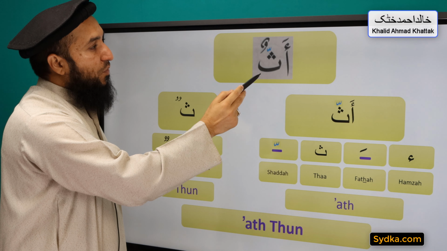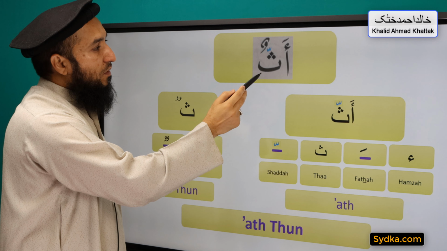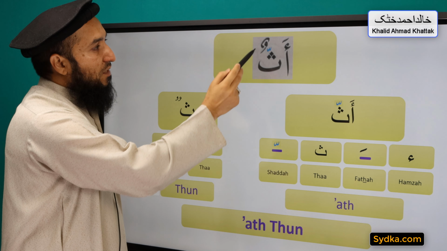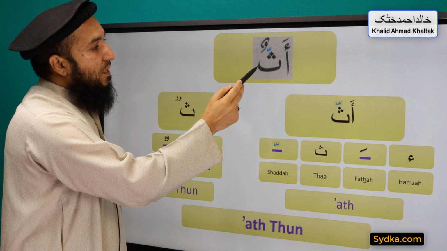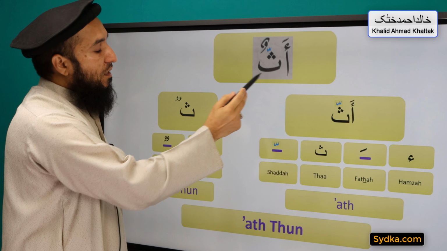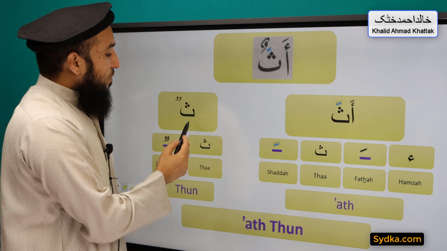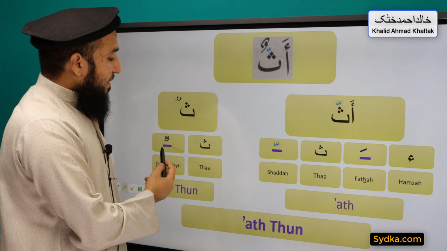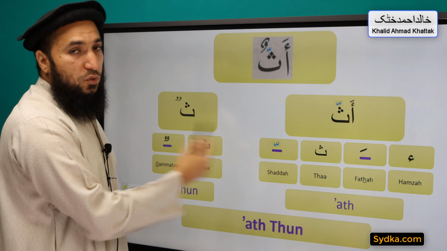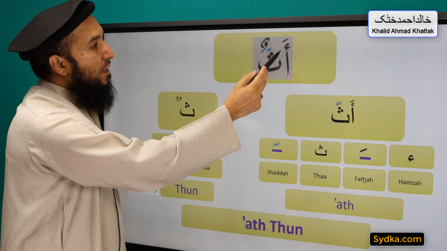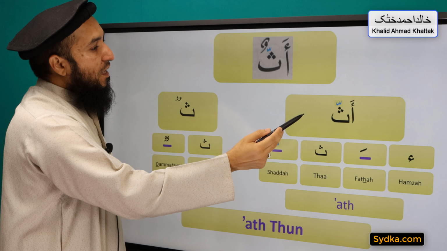The second syllable we have is tha, dhammatain, thun. Tha is a light letter, it has dhammatain on top of it. Tha, dhammatain, thun. Combining both syllables together, we have athun, athun, athun.